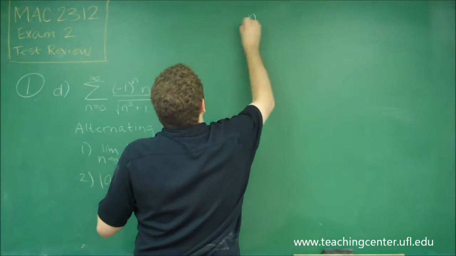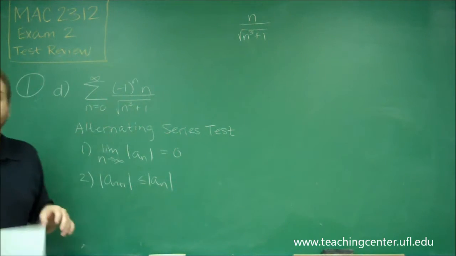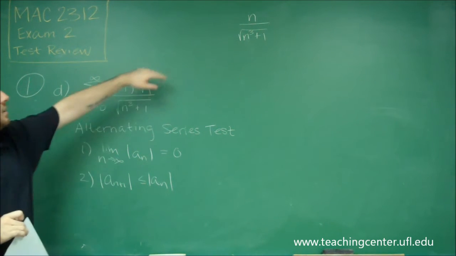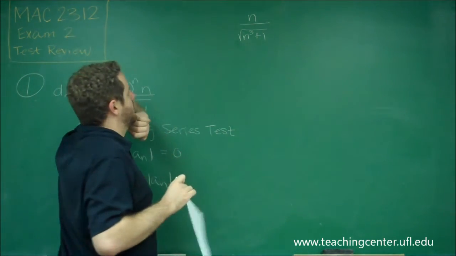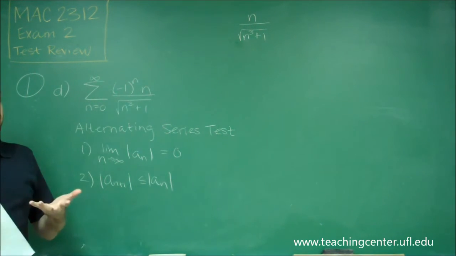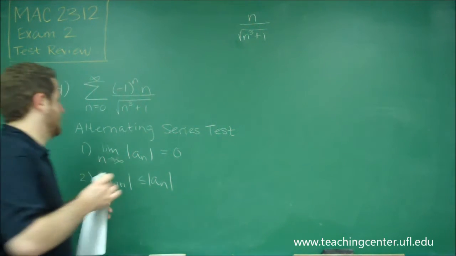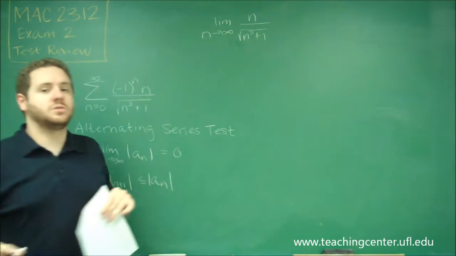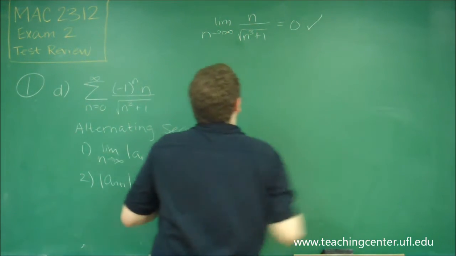Our series, sans the alternating part, is n over square root of n cubed plus 1. Limit as n goes to infinity, is that 0? That would be yes, because the denominator has a higher degree, or effective degree, than the numerator. Square root of n cubed is bigger than n, because square root of n squared would be exactly n. So if your denominator is larger than your numerator in degree, your limit is 0. Again, something you could show and prove by L'Hopital's rule. Alright, so that part's true.